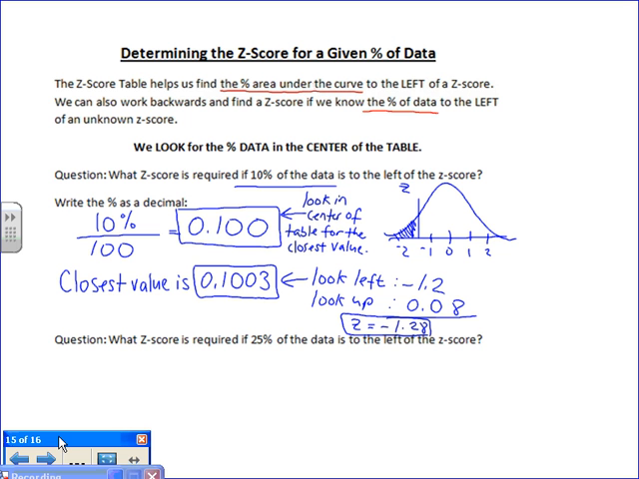Let's do another example. What z-score is required if 25% of the data is to the left of the score? Again, same procedure. I'm going to go to the center of my table, and I'm going to look to the left and up to find my z-score. But first I have to change 25% into a decimal. So I divide it by 100, which gives me 0.250. And again, I could add another 0 there. I'm looking for this in my table, so we go to the center of the table and look this up.